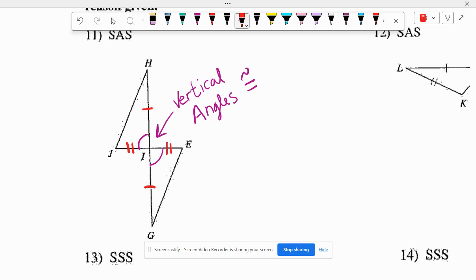JI and EI, right? Segment JI has to be congruent to segment EI. Do we see why that is? Do we see how the congruent angle is in between the two congruent sides? That's how we choose that side.